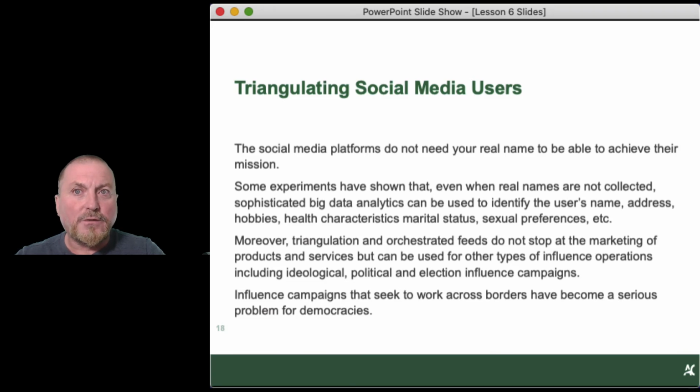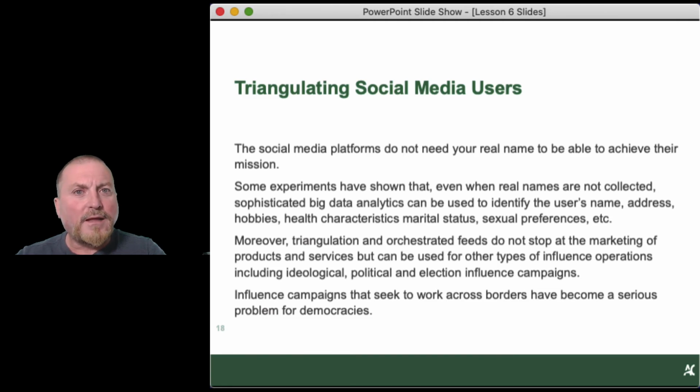And social media platforms do not need your real name to be able to achieve their mission. Some experiments have shown that even when real names are not collected, sophisticated big data analytics can be used to identify the user's name, address, hobbies, health characteristics, marital status, sexual preferences, physical fitness activity, holiday preferences, you name it. If they want to target, they can generate an incredibly detailed profile of most social media users, if they're extensive social media users, particularly if they put most of their information up. Like, hey, look at where I vacation. Hey, look at how many kids are on Facebook. That's why Facebook is such a powerful engine for generating this marketing, because you give them pictures of yourself. You give them pictures of your kids, your dogs, your cats, your travel vacation. It's all up there on Facebook. They pull all that data down. They have all that big data.